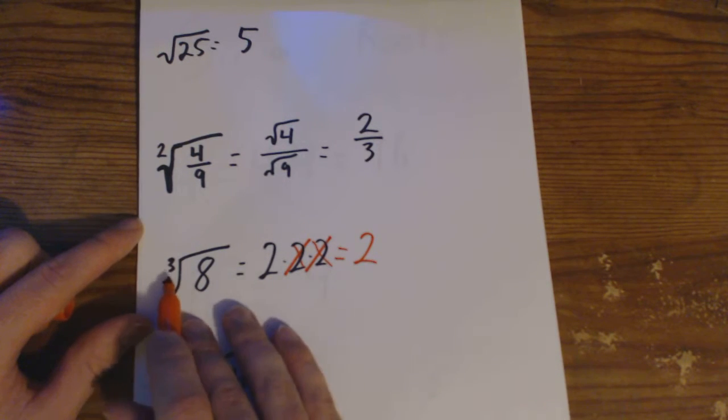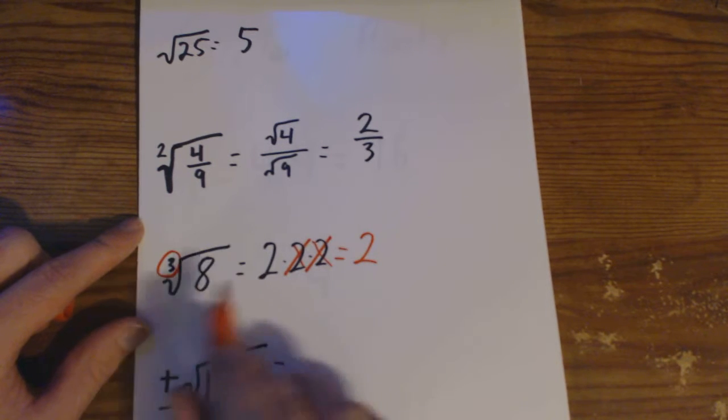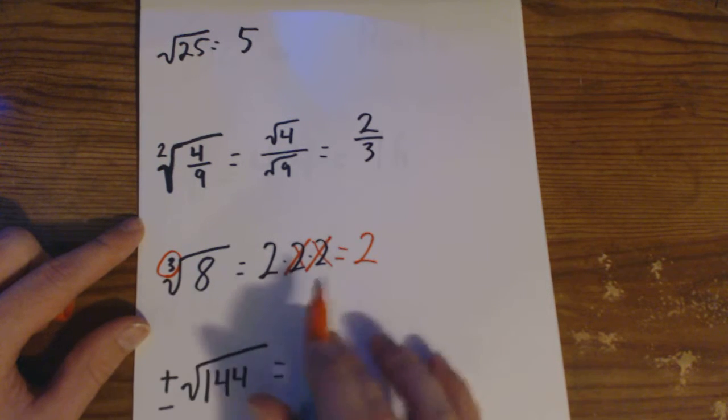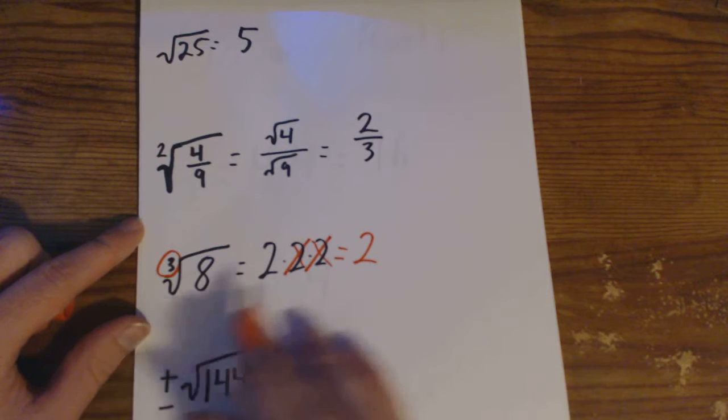What times itself 3 times? Again, we have a 3 up here. What times itself 3 times would give us 8? 2 times 2 times 2 would give us 8. So the cube root of 8 is just 2.